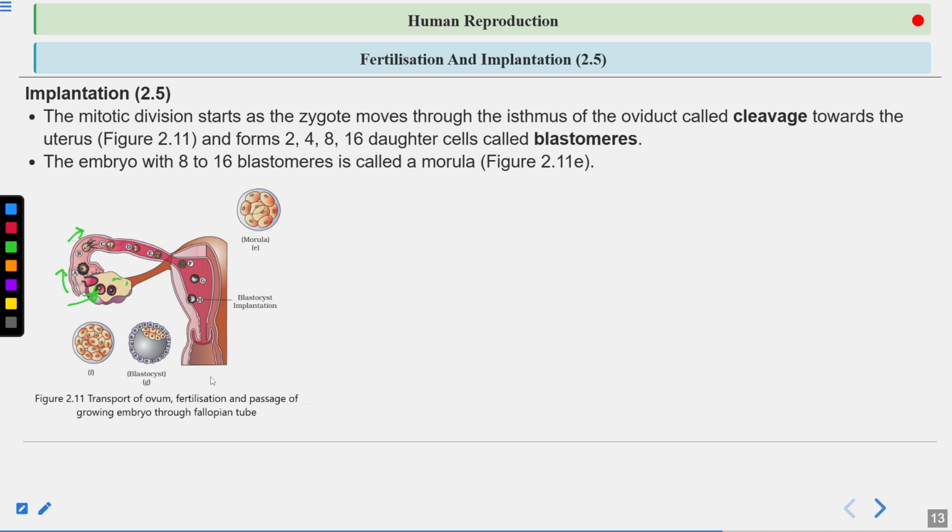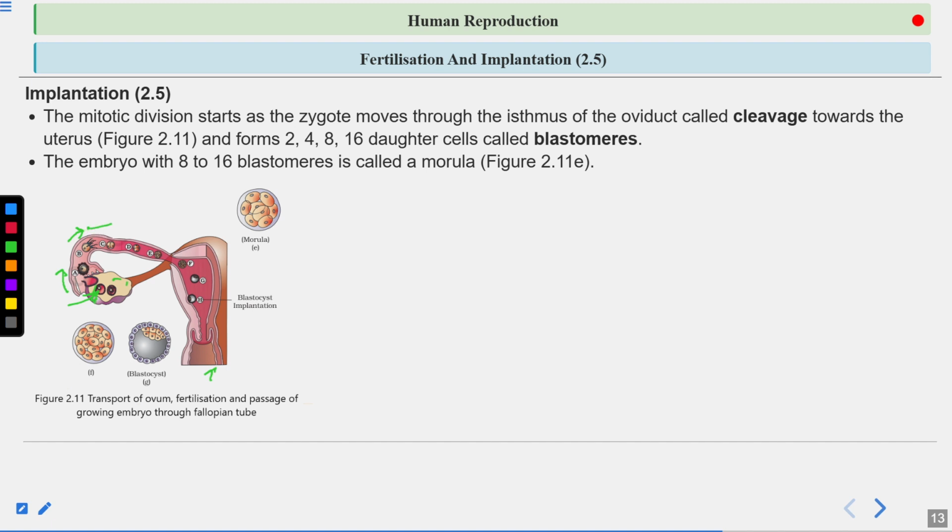Now sperms will travel from the vagina to the cervix, then from the cervix to the uterus, and from the uterus to the fallopian tube. And which region of the fallopian tube? The ampullary region of the fallopian tube.